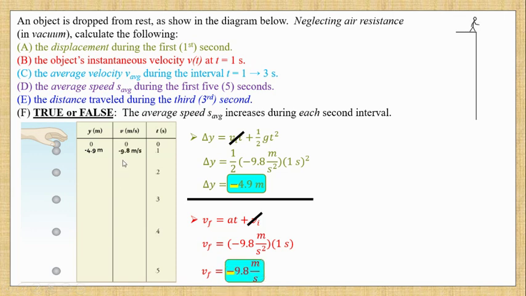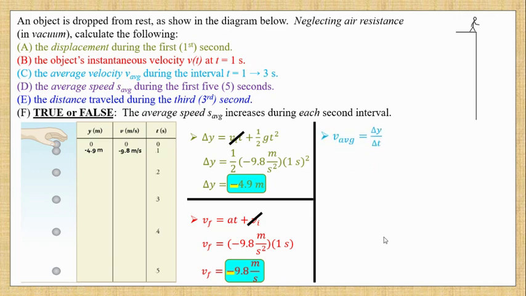And then I want to go ahead and put that in the chart there. So just from part A, we know that it fell a distance of 4.9 downward. And then for part B, we know that the velocity at 1 second is negative 9.8 meters per second, which makes sense because acceleration is negative 9.8 meters per second squared, which suggests that the velocity changes by negative 9.8 every second. All right, let's do part C.